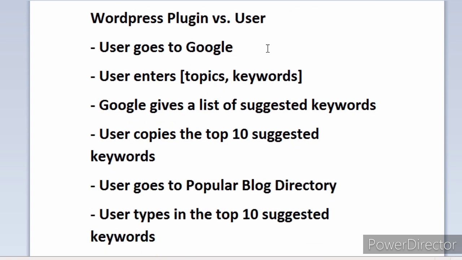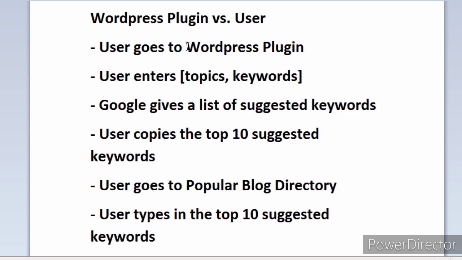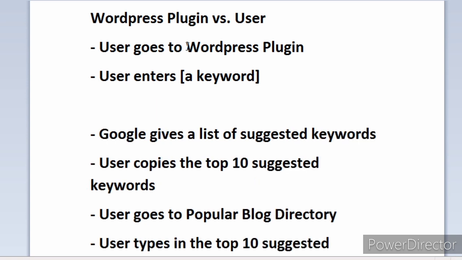User goes to Google. Now, in this case, the user is going to have to stay inside of the WordPress plugin. They're not going to be able to leave or anything like that. We're going to want them to be able to click a button and it all happens. All right. So user goes to WordPress plugin after they have activated it. And then the user enters maybe a keyword. All right. Now, obviously, they're still going to have to go to Google, right? But the user's not going to go to Google or any outside sites. That's the WordPress plugin's job, right?